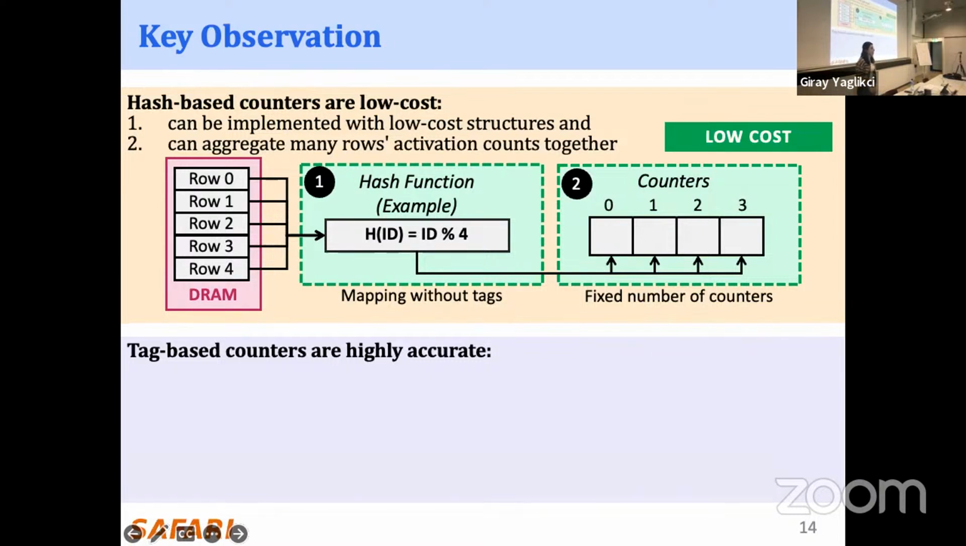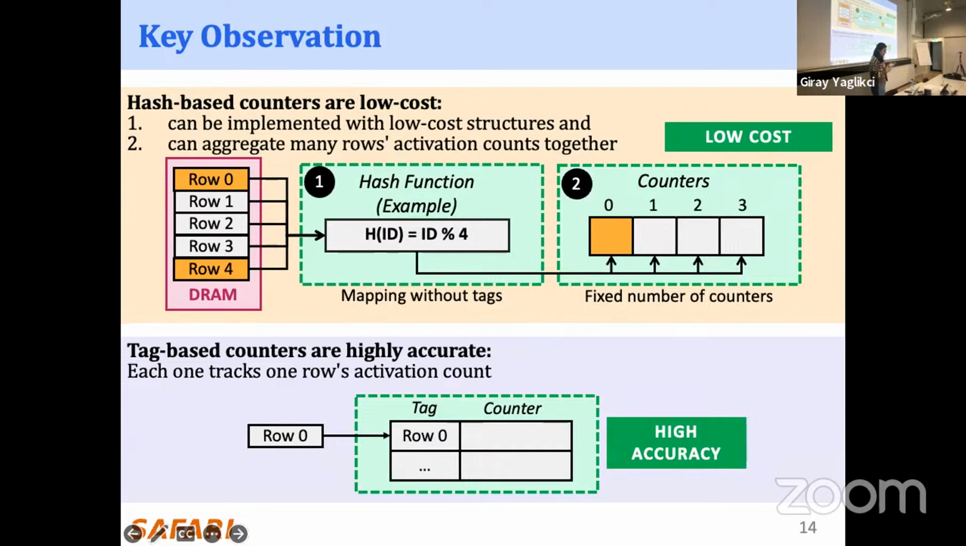However, as you can see here, hash-based counters have one downside, which is that some DRAM rows share one counter. In this example, whenever we have an activation to row 0 or row 4, we increment the same counter. So this introduces a little bit of inaccuracy. Tag-based counters have the benefit in that case because each of them tracks one row's activation count, and we tag these counters with row IDs, and we increment just one counter when a specific DRAM row is activated. So this gives us high accuracy.